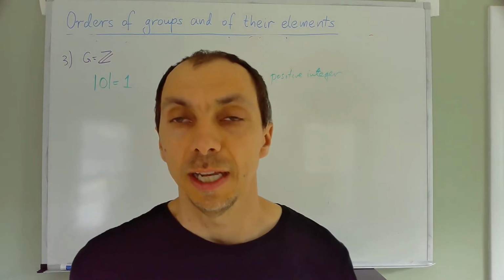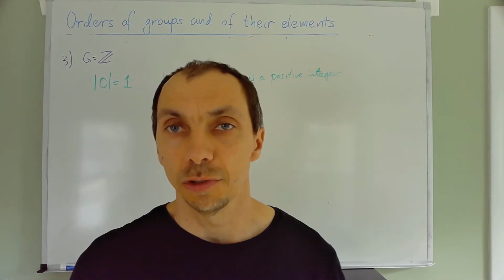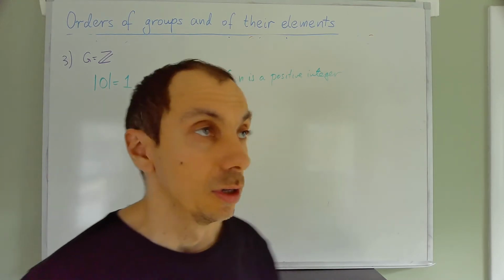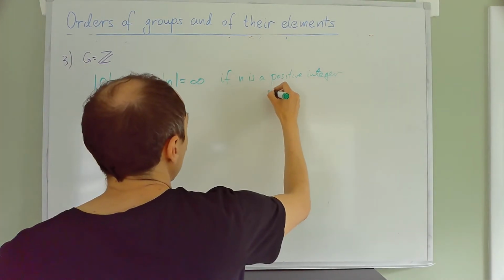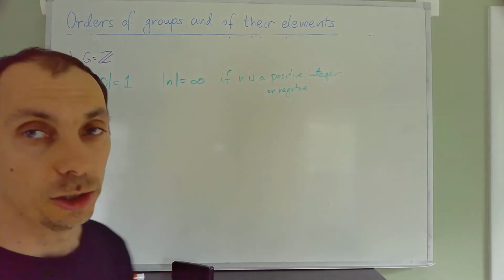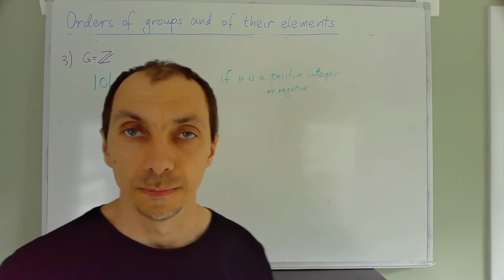What about if I start with a negative integer? Same thing. Negative 2 plus negative 2 is negative 4 plus negative 2 is negative 6. You never get back to 0. So positive or negative integer, among the integers, everything has infinite order except for 0, which has order 1.